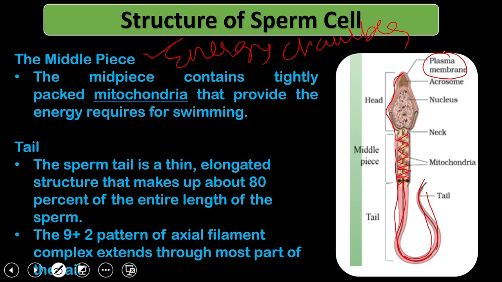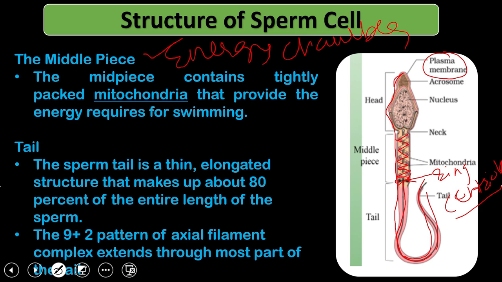The ring centriole, whose function is unknown, is also present at the distal end of the middle piece. The dot-like structure is the ring centriole, but its function is unknown. So this middle piece has mitochondria, which serve as an energy chamber. It leads to the generation of energy, and that energy is utilized for the motility of the sperm cell.